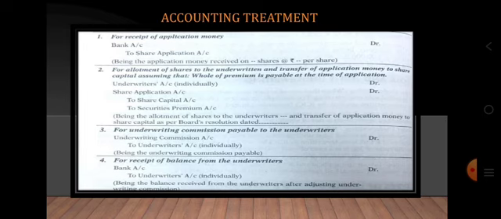After finding it, if the company wants to settle the balance, underwriters account debit to bank account; or if the underwriters have to pay the company, bank account debit to underwriters account.